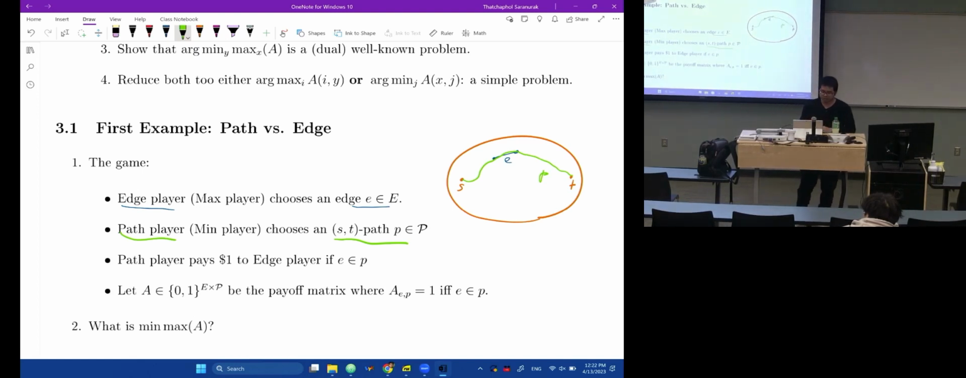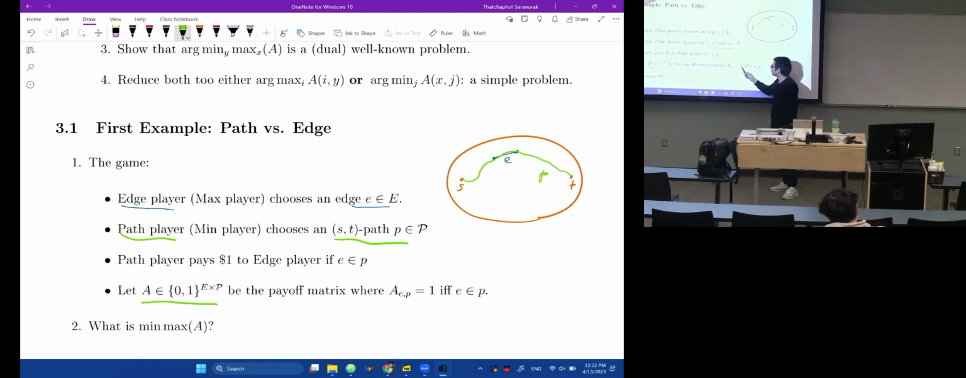So with this, you get a payoff matrix, right? Such that the row is for each edge and the column is for every path. So this is a huge matrix with exponentially many columns. And an entry for an edge E and a path P is 1 if the edge is in the path. So is this game clear?